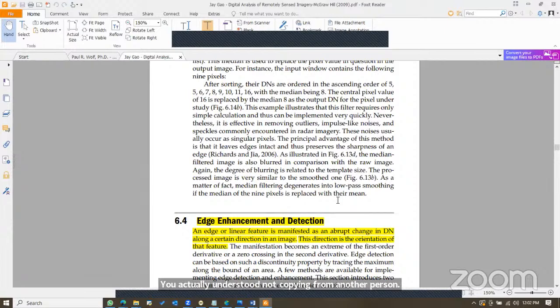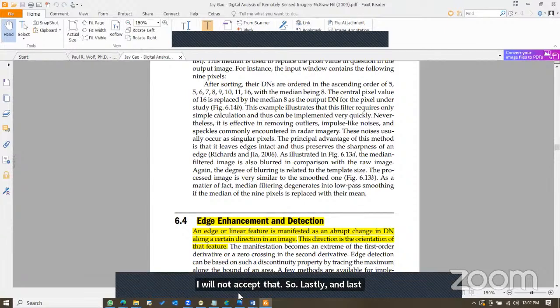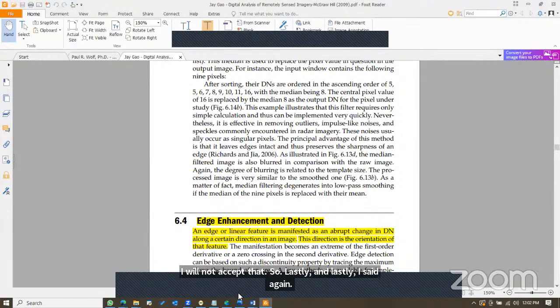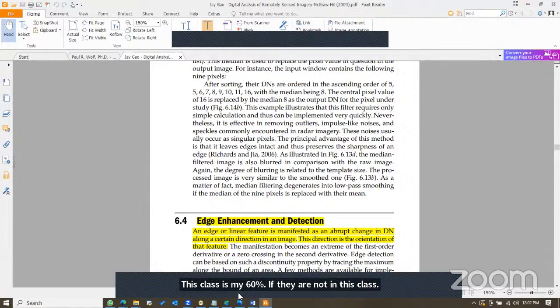Lastly, I said again, this class is my 60%. If they are not in this class, yes, they may have attended all the classes before now. Good, I won't penalize them. But in the marking, they will never get their full mark. So hold me by my words. If you are here and you do very well, there's no way. Just forget about justice. That's just what I'm telling you.